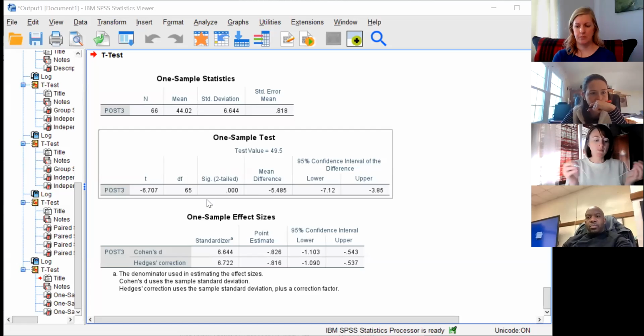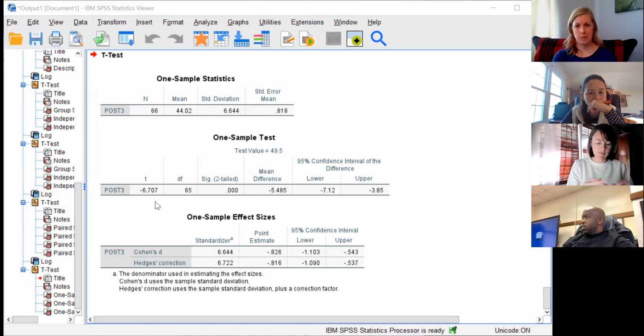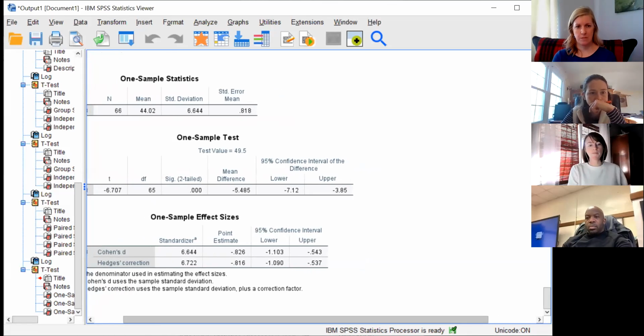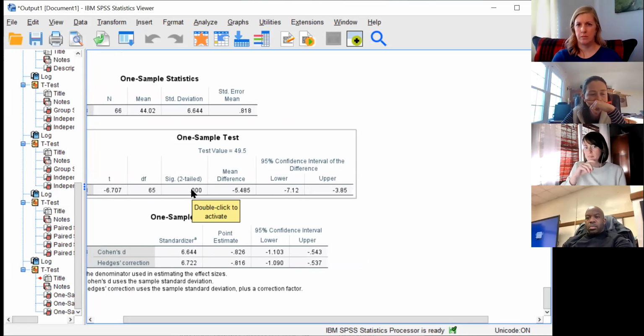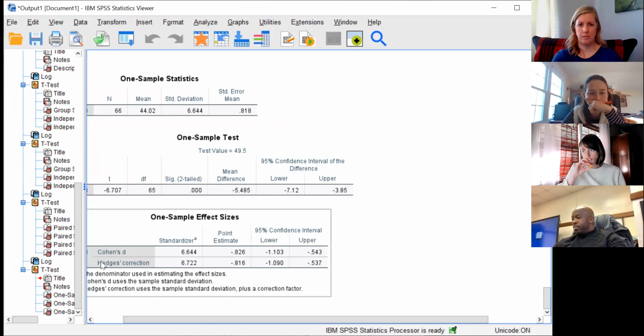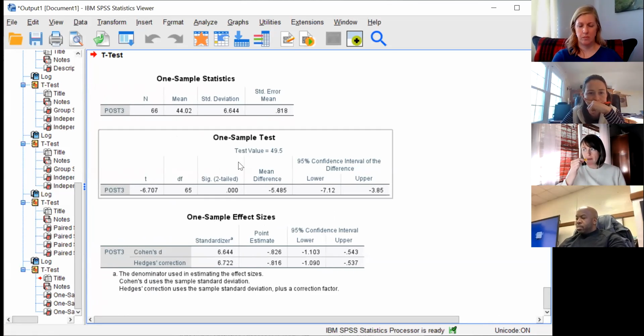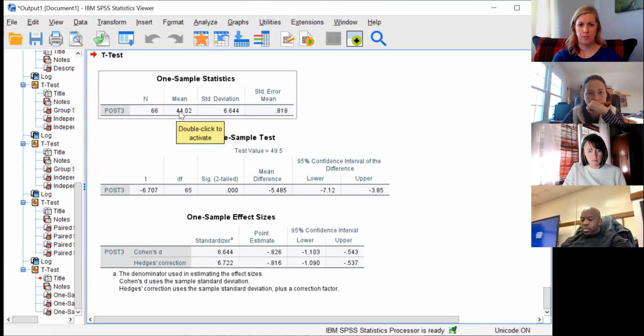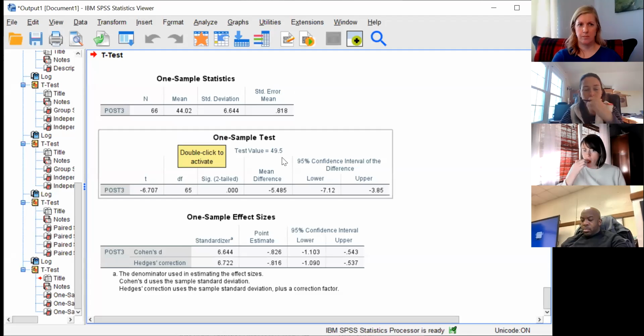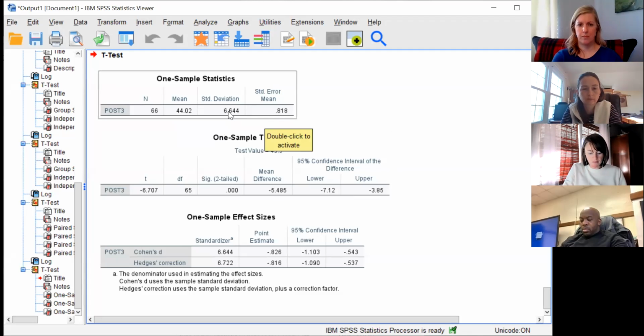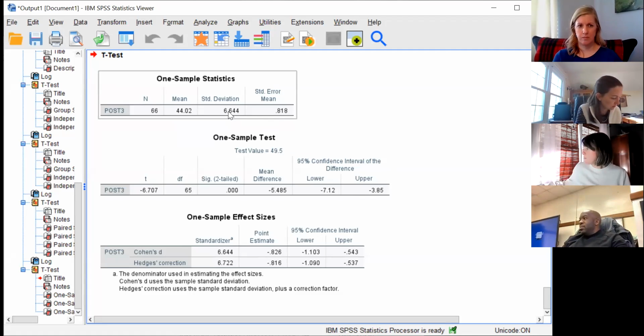Okay, now the one sample t has a significance level of 0.000, which tells us that this particular group's score was significantly different from the national average. This group's score was 44.02. The national average was 49.5. So this group scored significantly lower on post-test 3 than the national average.